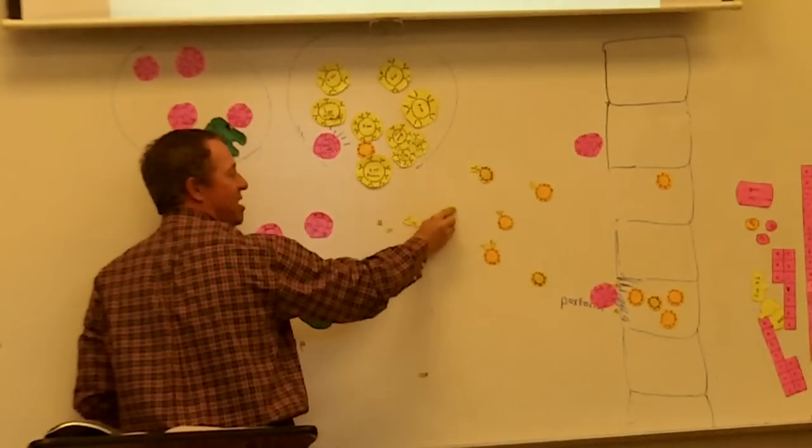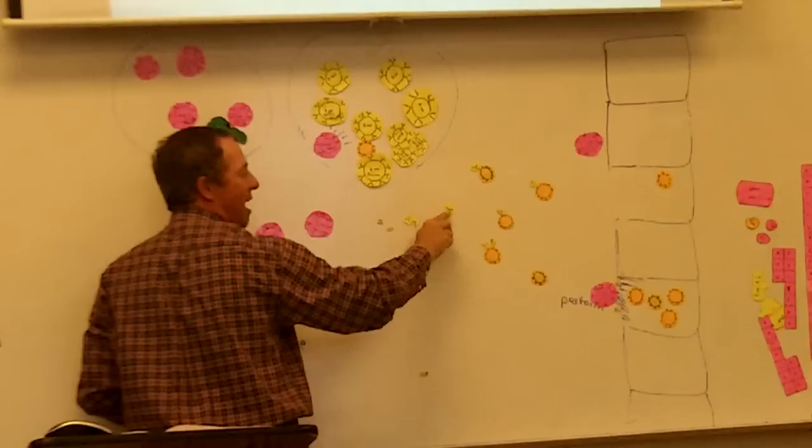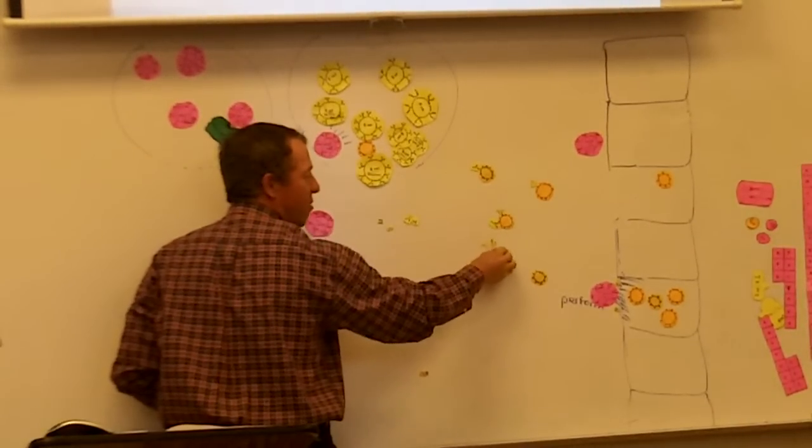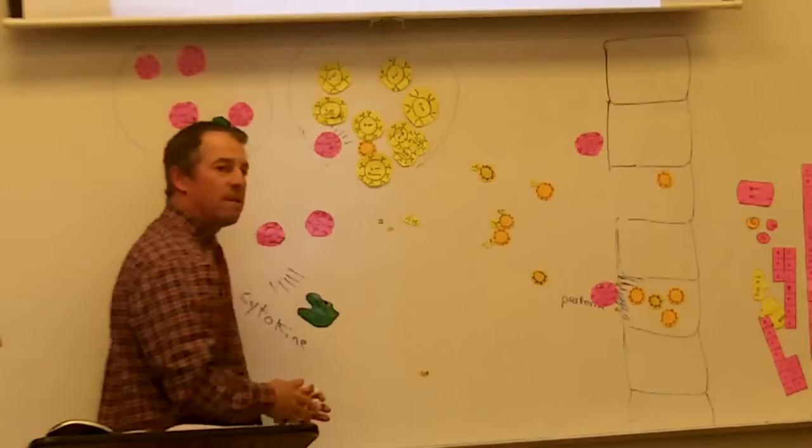Because the antibody is shaped like the letter Y, one branch can attach to one virus, and the other branch can attach to the other virus.